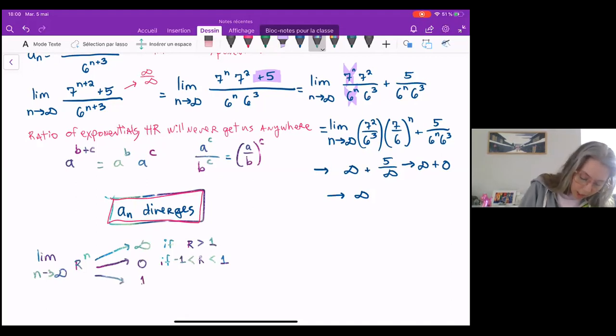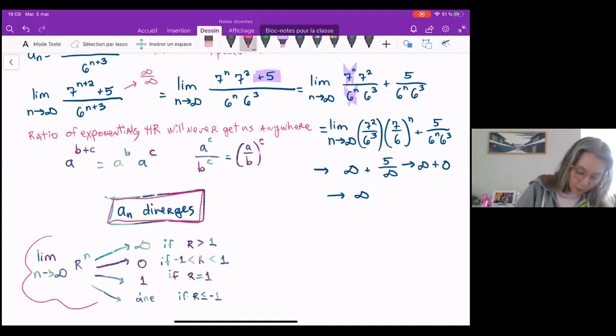Then if r equals 1, well, that's just like 1 times itself over and over again. So that's just going to give me a 1. And then the last option is that it possibly doesn't exist if r is less than or equal to -1.